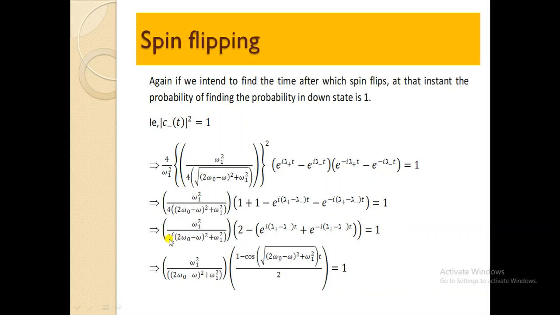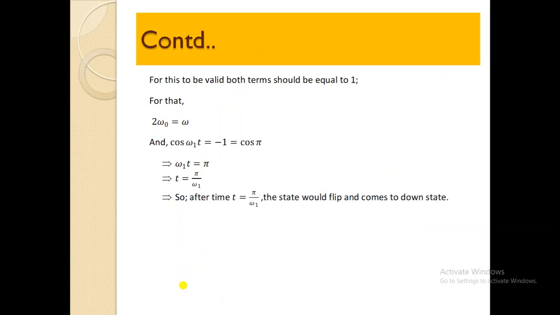And these two, from here 4, from here 4, so from here it will be 2 and here also 2, so the 2 taken common outside, and 2 and 4 cancel, and here only 2 remains, so these 2 we have brought in the denominator of this second term. So for this equation to be equal to 1, both terms should be equal to 1. For making the first term equal to 1, we must have 2ω0 minus ω equal to 0, or ω equal to 2ω0. Okay, for this to hold, both terms should be equal to 1.